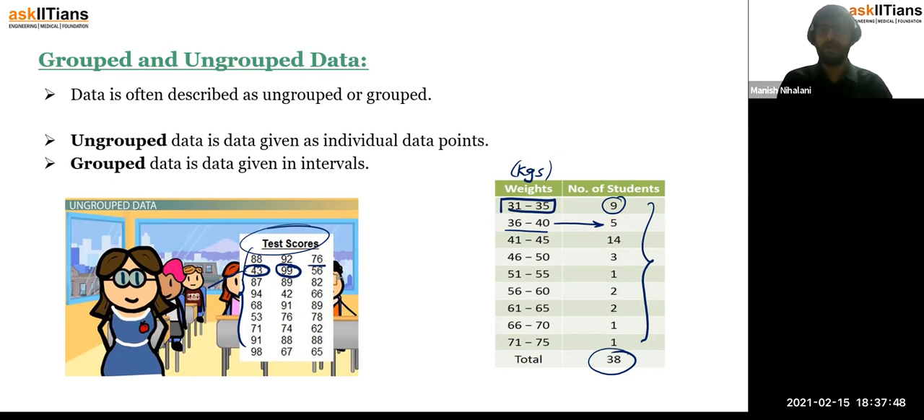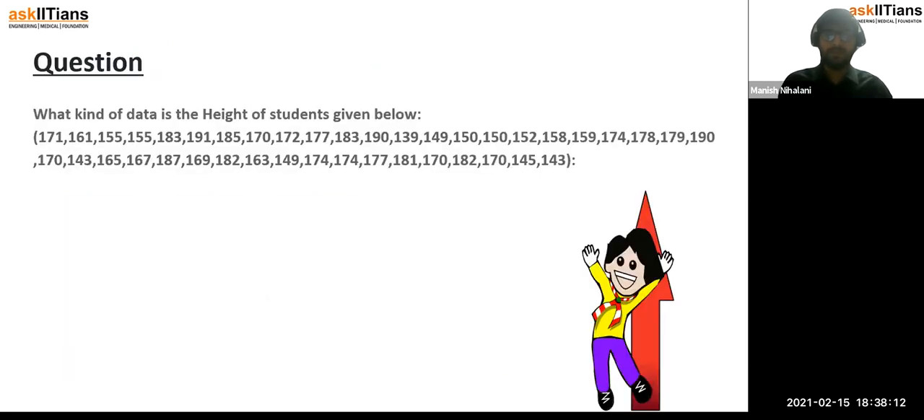Because ungrouped data you can directly just look at it and observe, right? This is one thing. But sometimes grouped data is also helpful, because it is easier for calculations, and whenever you have to find the average of a particular data and represent the entire big data in a single number, at that time grouped data is usually helpful, right? So let's just look at this.